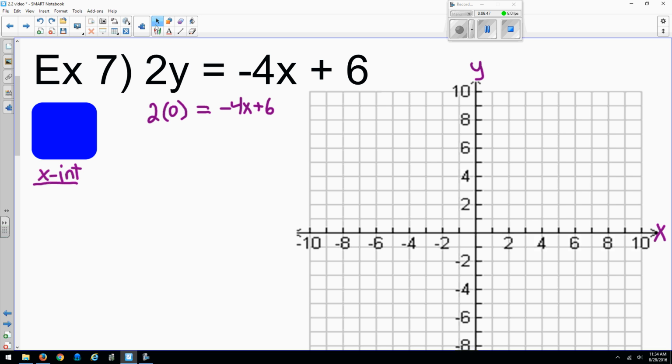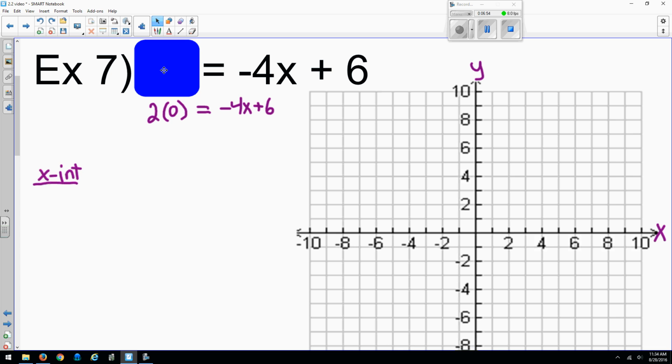Another way to kind of look at it though, because 0 times anything is 0, is just to kind of cover up the y term and solve it from there. Of course, don't lose the other side of your equation, that we would have a 0 right here. And so I would have 0 is equal to negative 4x plus 6. And then I'm just going to solve for x.